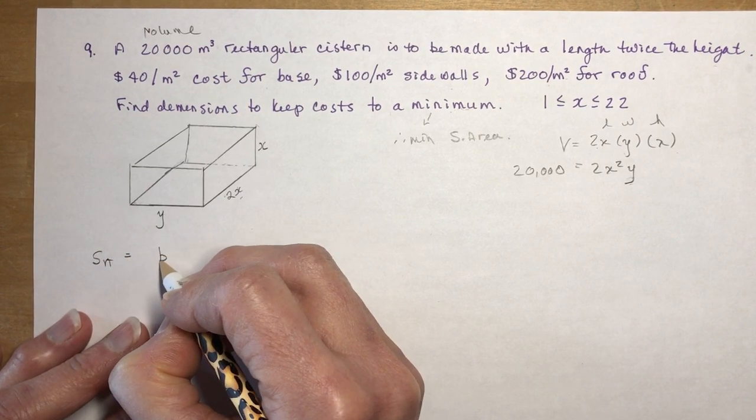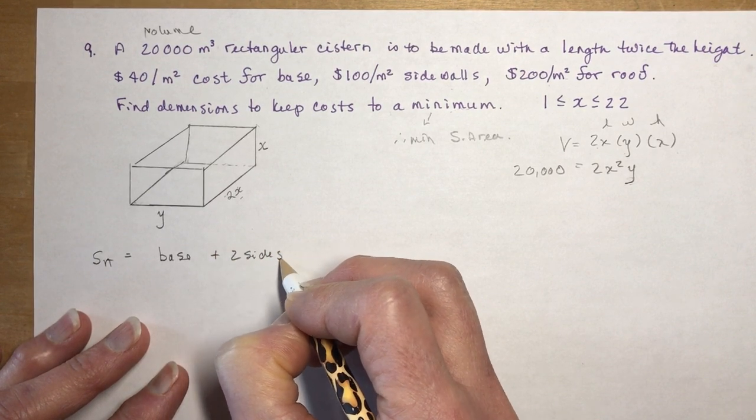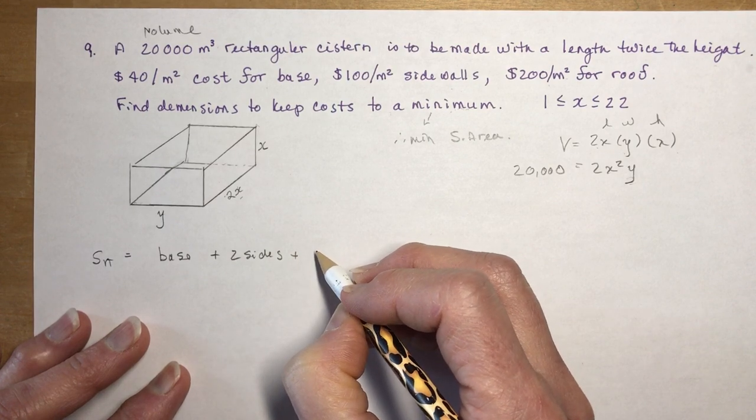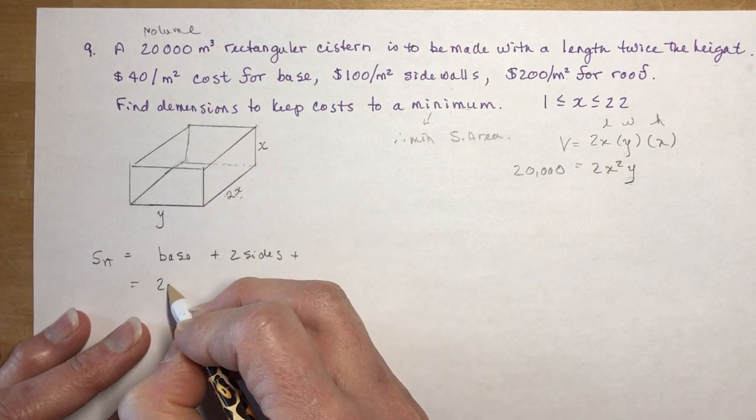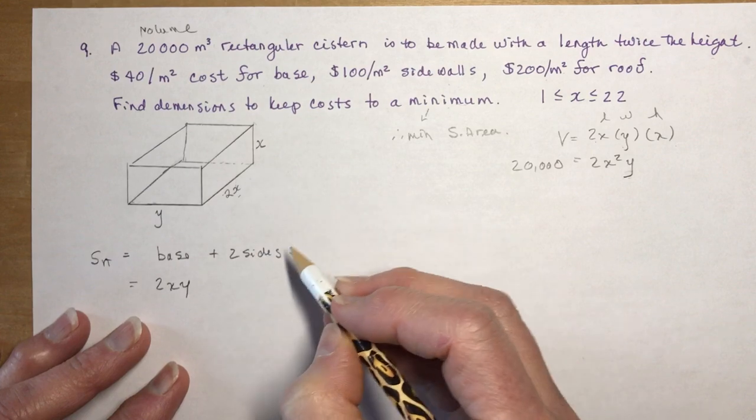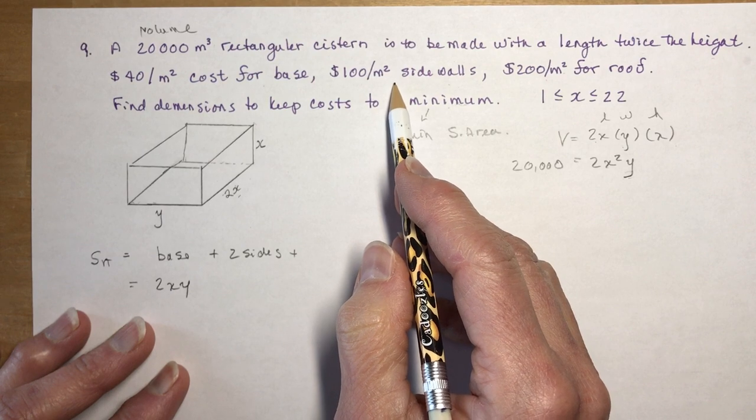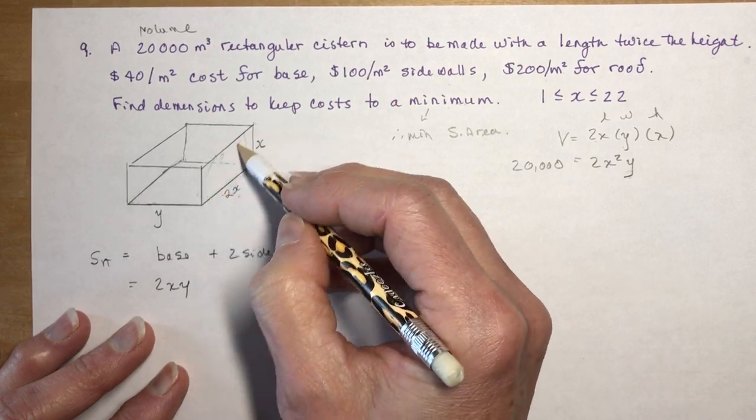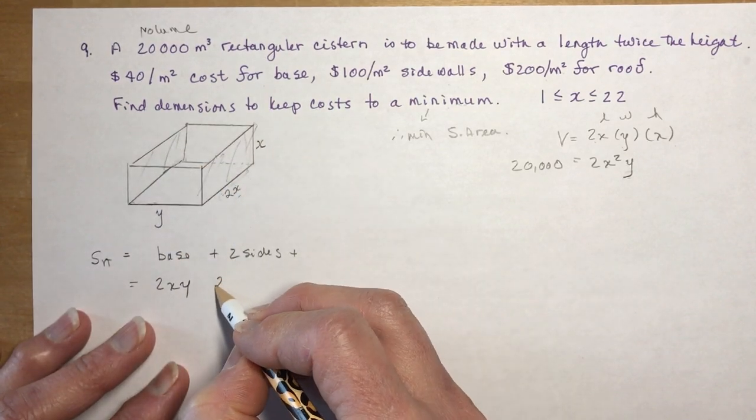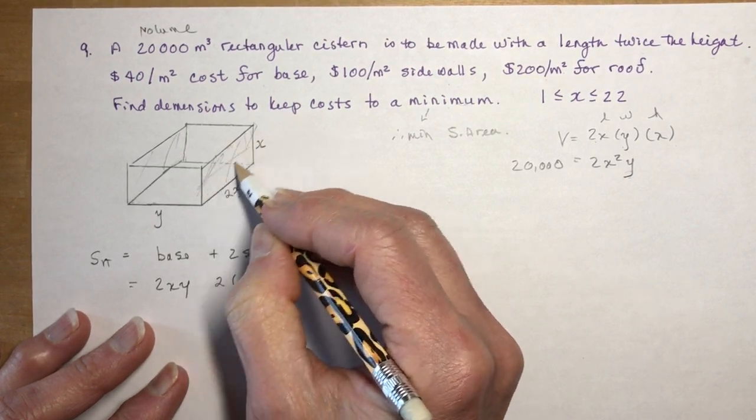So we have the base plus two sides plus the end. So let's figure this out here. The base is 2xy, 2x times y. The sides, now there was something about the sidewalls. Okay, the sidewalls are all the same. So for the sidewalls, we have 2x times x. So this one and this one. 2x times x. That's this little thing here.